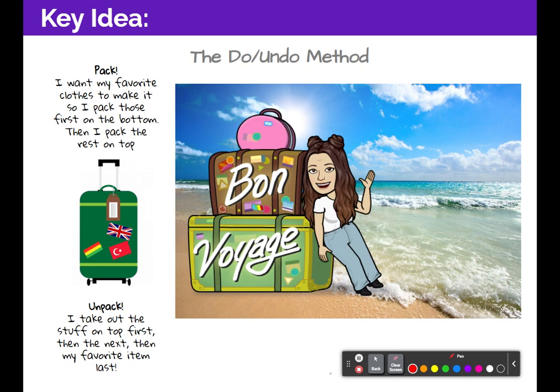You're going to think, okay, I'm packing for my favorite vacation spot. Looks like the beach for me. When I pack, I want to pack my favorite clothes in the bottom first in my luggage to make sure that I pack my favorite clothes. And then I pack the rest of my clothes on top. Then when I get to my favorite vacation spot, I'm going to unpack my luggage. Think about me unpacking my suitcase.